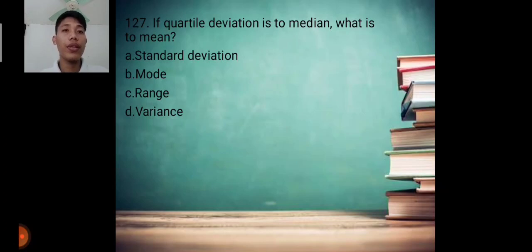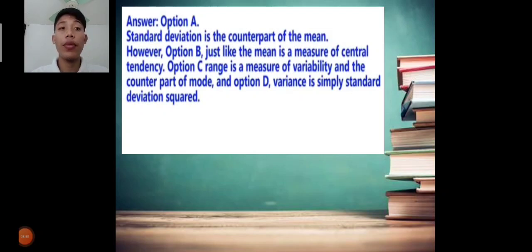So, number 127, if quartile division is to median, what is to mean? I already mentioned the range earlier, the counterpart. So the quartile division is to median. What is to mean? As I said earlier, the standard deviation is the counterpart of the mean. So the correct answer is the standard deviation. Okay? So why? Standard deviation is the counterpart of the mean. That's what I say. So standard deviation is the correct answer.